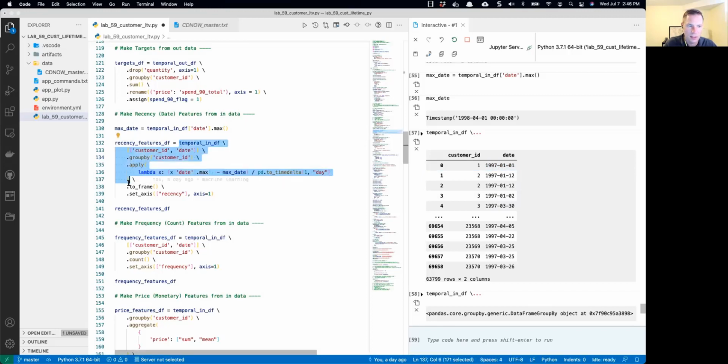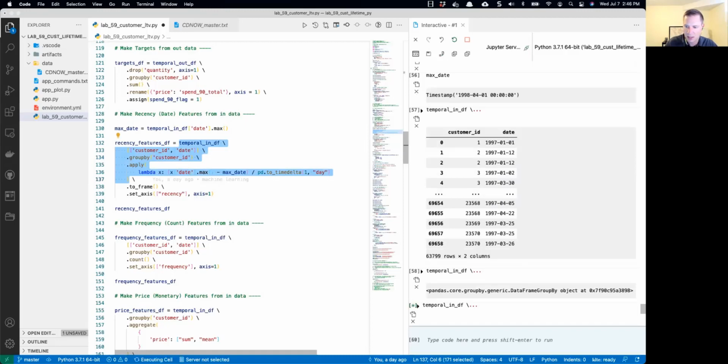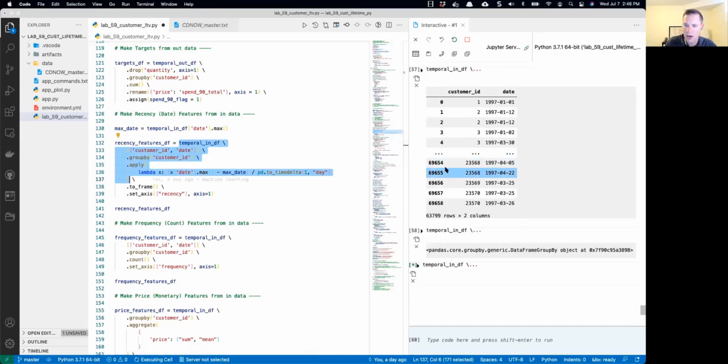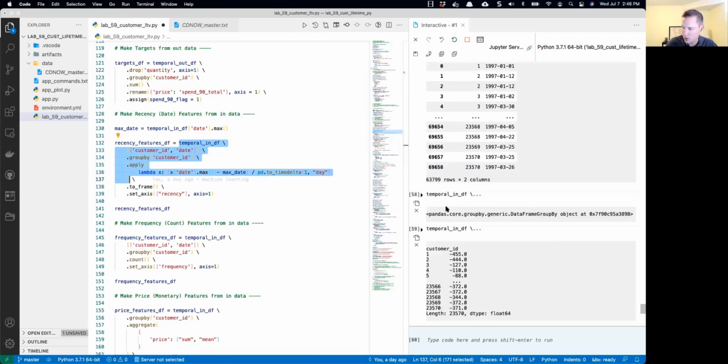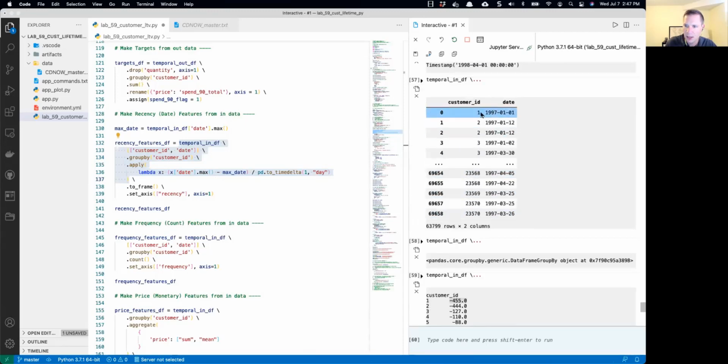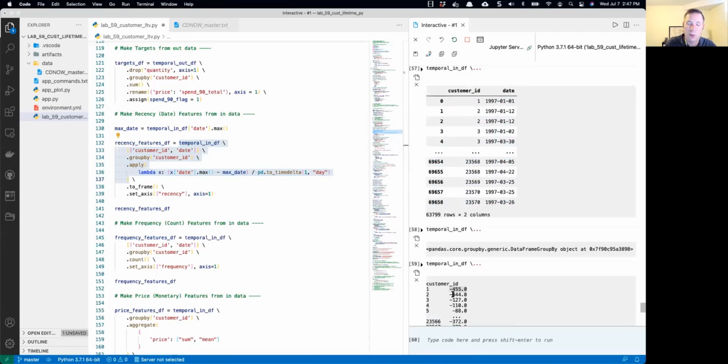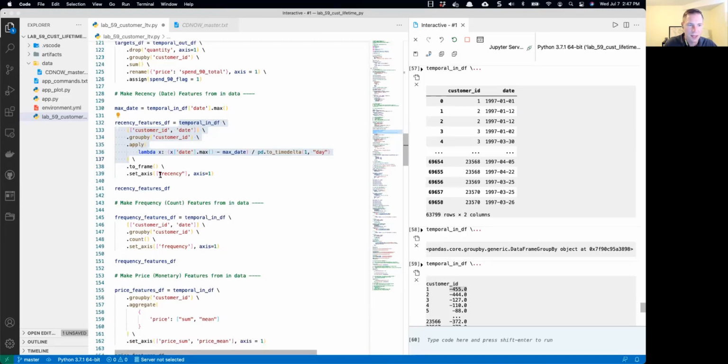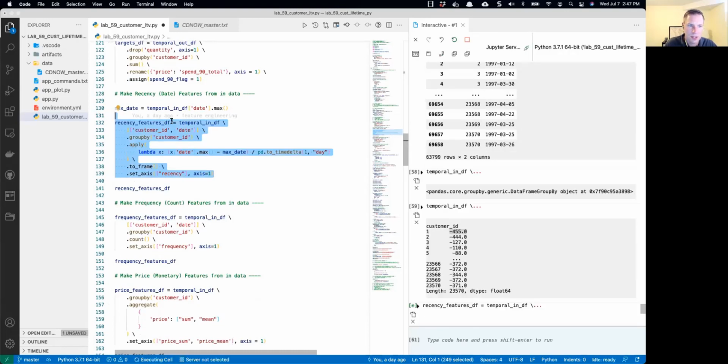So when we run this, and actually this does take a second to run because it's a group-wise calculation. We have a lot of groups in our data set. But you can see we get for each customer ID how many days, so negative 455. That means that this first customer's most recent purchase was 455 days from the max date in the data set. So that's basically what this does. It creates our recency features.